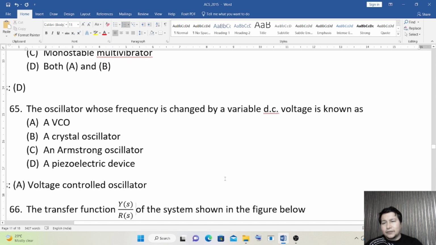65 number question. The oscillator whose frequency is changed by a variable DC voltage is known as a VCO, a crystal oscillator, an Armstrong oscillator, a piezoelectric device. So correct option to hobo a voltage controlled oscillator or a VCO.